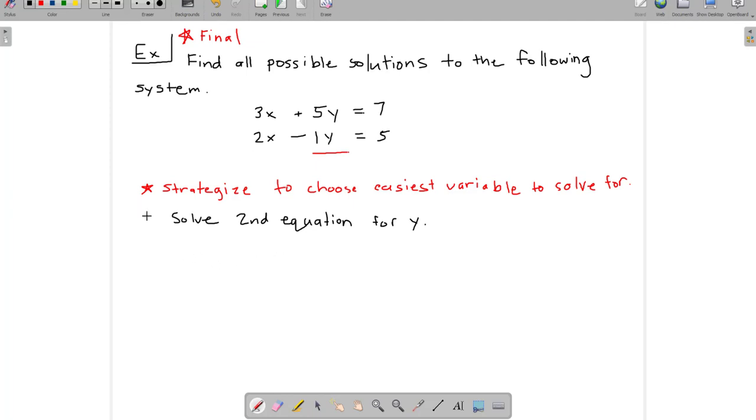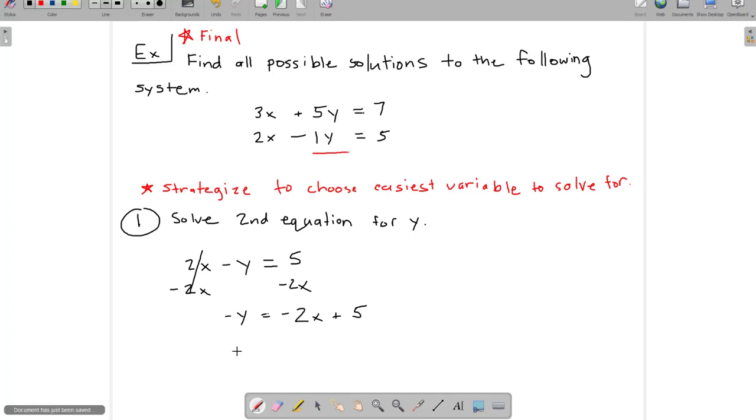Alright, so that'll be our first step. 2x minus y equals 5. So why don't we take our 2x to the other side, minus 2x. I have negative y equals negative 2x plus 5. I'll write the negative 2x first. It doesn't matter. You can just write it as 5 minus 2x as well. That would be fine. I just tend to like to keep it like this, so it's in the y equals mx plus b form.